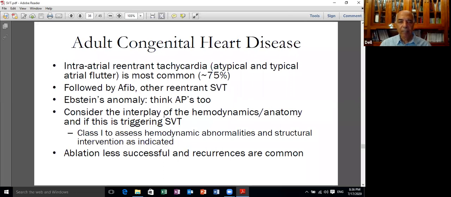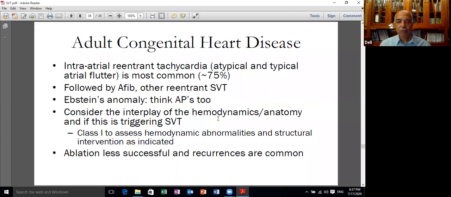Consider, this is very important, always consider in congenital heart disease, if you get an arrhythmia, the interplay with a hemodynamic abnormality or an anatomical defect. So if the patient has an atrial septal defect, correct the atrial septal defect before handling the arrhythmia. If the patient has pulmonary regurgitation, correct the pulmonary regurgitation before dealing with the ventricular arrhythmia. So the interaction between the hemodynamic disturbance and the arrhythmia is notoriously important in patients with congenital heart disease.